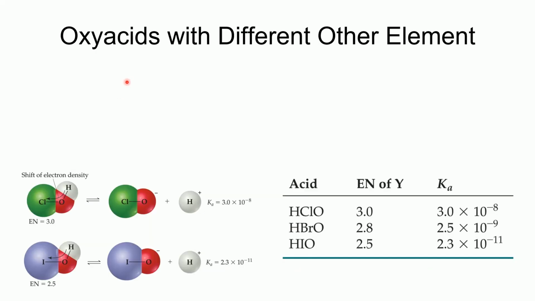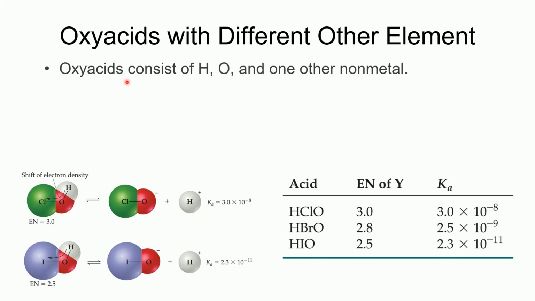So for acid trends, we now want to look at oxyacids. So oxyacids have hydrogen, oxygen, and then one other nonmetal. And usually a nonmetal, it could be a halogen, it could be something in group 6, group 5, any number of possibilities there, but one other nonmetal.